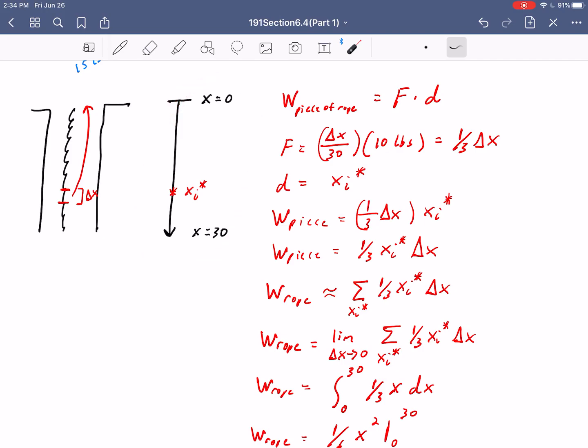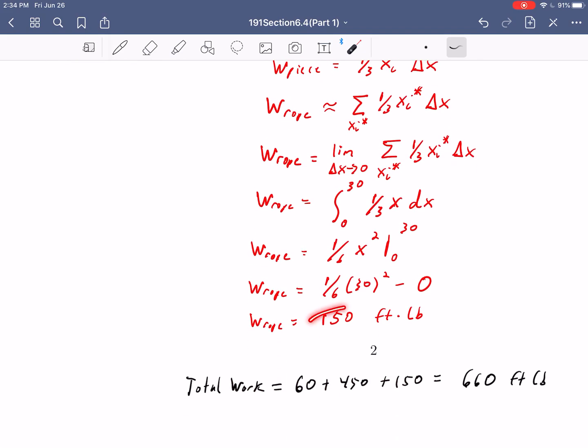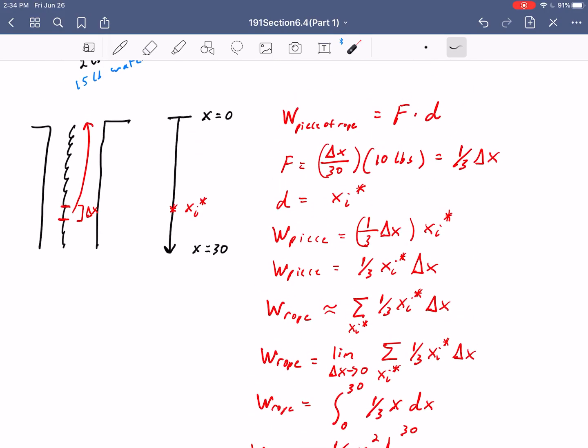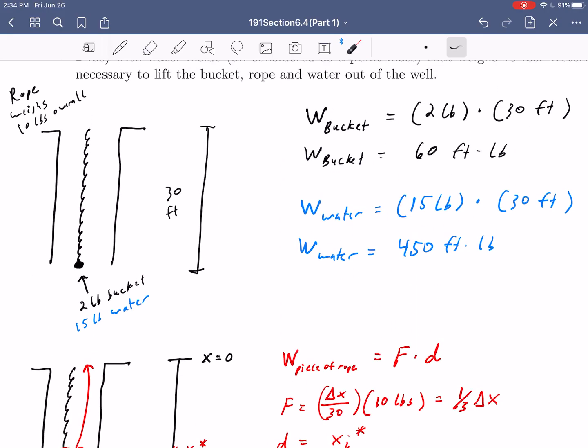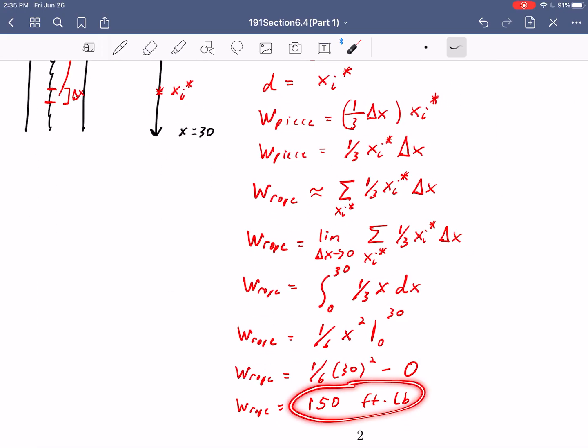The second thing I want to mention from this is that this answer, the 150 foot-pounds, should make some relative sense. If the entire weight of the rope, remember the rope weighs 10 pounds, was all piled at the bottom, if all 10 pounds of the rope were at the bottom and it had to travel the 30 feet, well, 10 times 30 would give us 300 foot-pounds. But of course, that's way too large because all of the weight of the rope is not at the bottom. It's distributed evenly throughout the whole rope. What did we actually find? Well, we found that it was 150 foot-pounds, and that's not a coincidence, as that's exactly half.